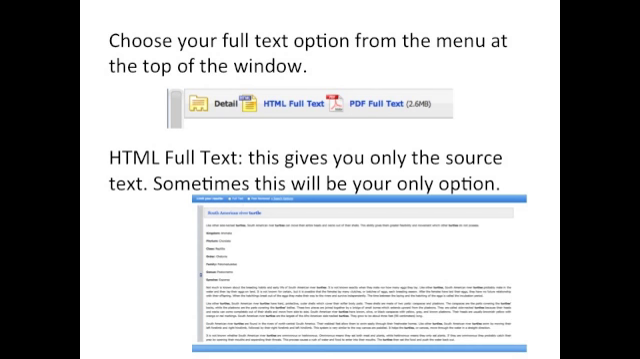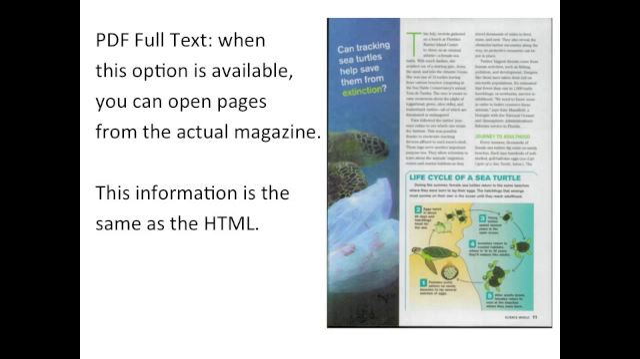You always have the HTML full text option. This gives you the source text. Sometimes it will be your only option, but this is basically just the words from the story. Your other option is going to be the PDF full text. When this option is available, you can open pages from the actual magazine. Depending on the resource, it's not always going to be there. This is the same information as the HTML. The PDF just includes pictures.